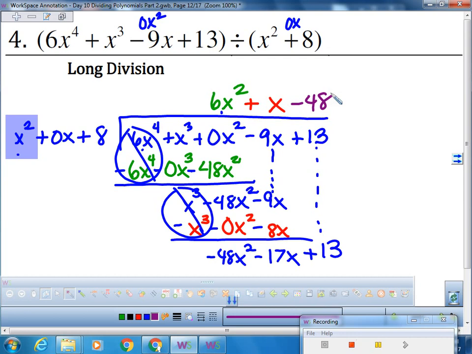No, you're always concentrating on this one. No, it's not going to be 9. No, we're not concentrating on this. We're always shifting the problem down. So now I'm looking at x squared times what makes negative 48x squared. It's like, forget all this. This is our new problem, and we're dividing this into this.